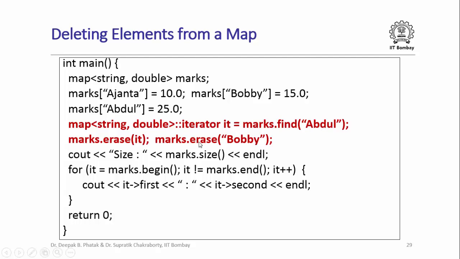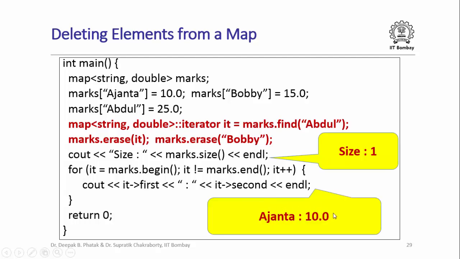I could also erase a key value pair by directly specifying the value of the key. So in this case, I have basically deleted 2 key value pairs from the map marks. So now if I try to print out its size, earlier it had 3 elements, 2 have been deleted, so I'll get size as 1. And if I actually try to print out the elements, there is only one element remaining now, which is Ajanta, having marks 10. So this will print out Ajanta 10.